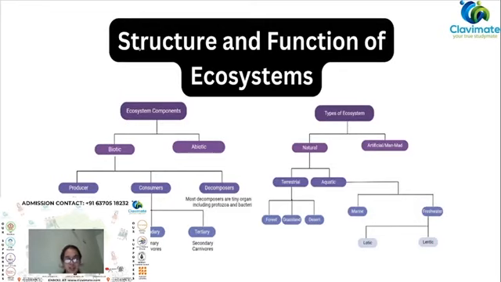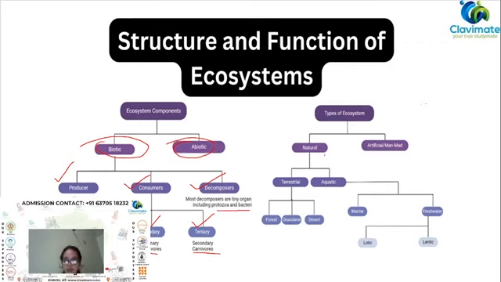Coming to the ecosystem components, they are biotic and abiotic factors of ecosystem. Coming to the biotic factors, producers, consumers, and decomposers are included. Consumers are primary consumers, secondary consumers, and tertiary consumers. Primary are herbivores, secondary are primary carnivores, and tertiary are secondary carnivores. The decomposers include mostly protozoa and bacteria.